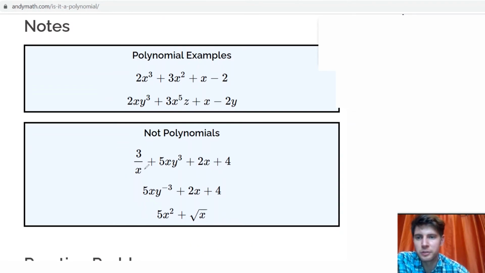This one's not a polynomial because of the x in the bottom. These other things are fine, but you can't have an x in the denominator. And this second one is broken because of the y to the -3. So there's nothing wrong with having an x and a y together, but you just can't have it to a negative number. And then this one's broken because of the square root of x. So let's try some of these.